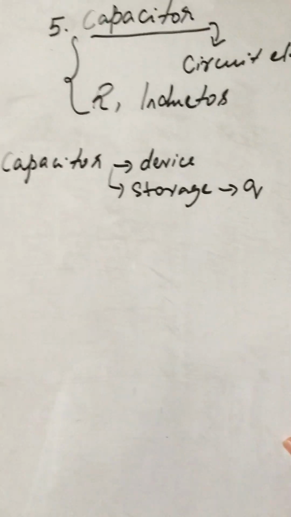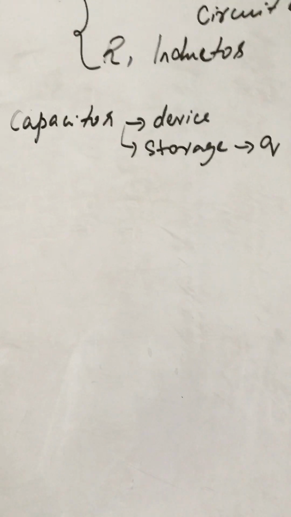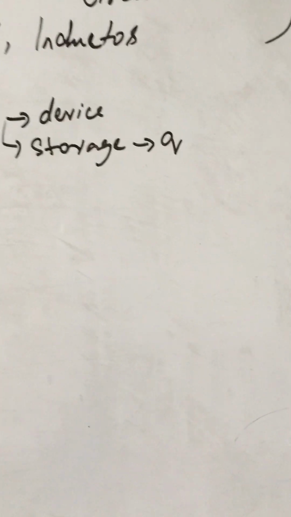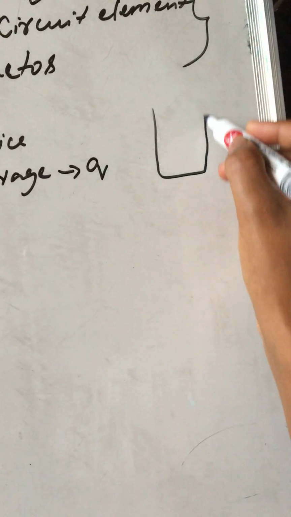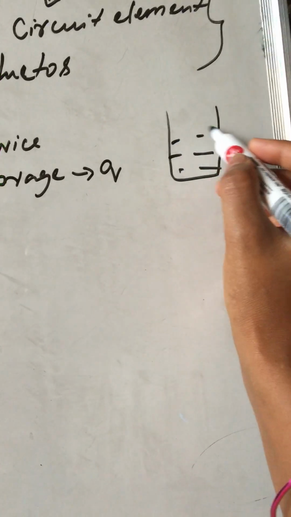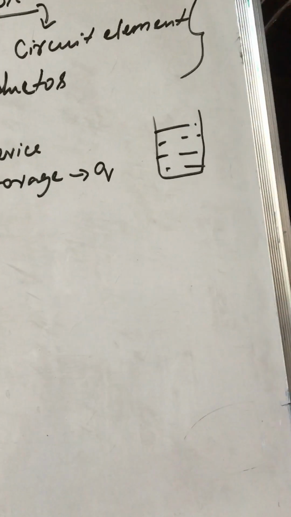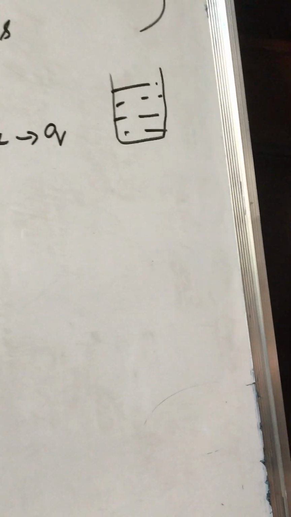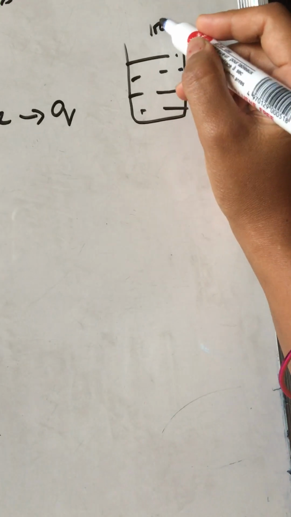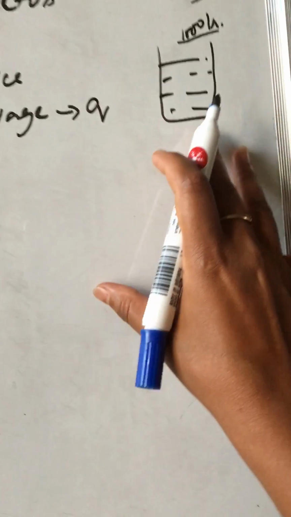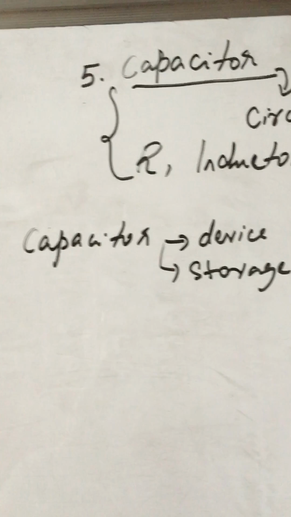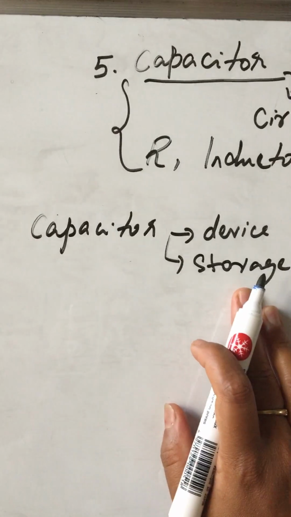Like at our home we have a storage device, a water tank, right? What does it do? It stores the water, depending upon its capacity. Like we have a tank of 1000 liter, 2000 liter. So that 1000 liter is its capacitance, right? But the basic function is water storage. Similarly, a capacitor stores the charge.